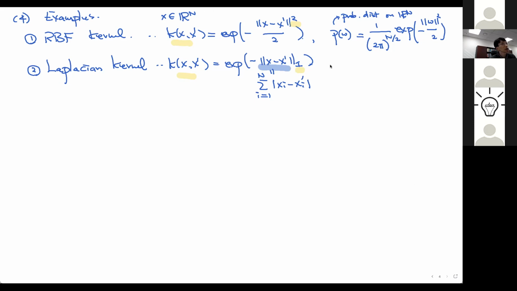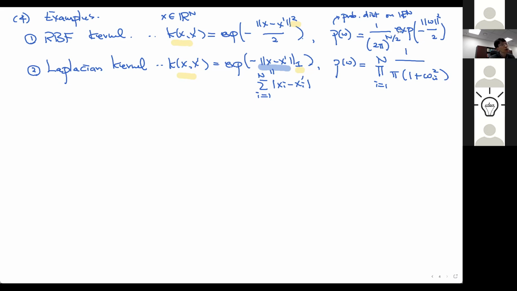For that, we may ask what the corresponding probability distribution is. In this case, it turned out to be a Cauchy distribution, an independent Cauchy: a product of terms of the form 1 over pi times 1 plus wi squared. So it's a Cauchy distribution. This is one of the typical heavy-tailed distributions.